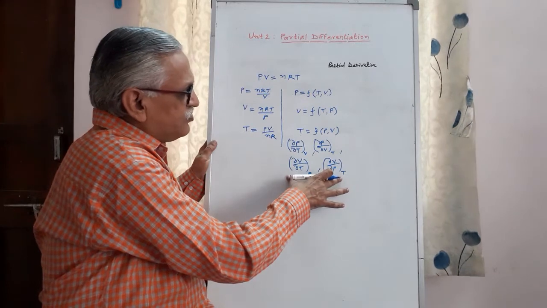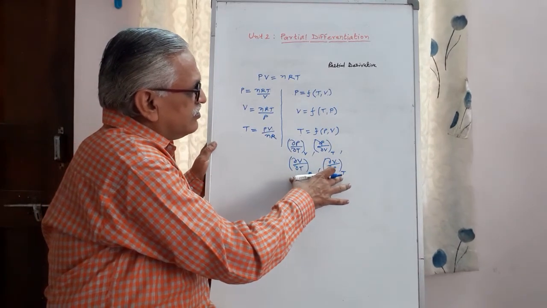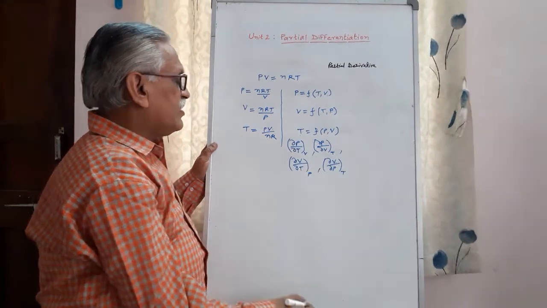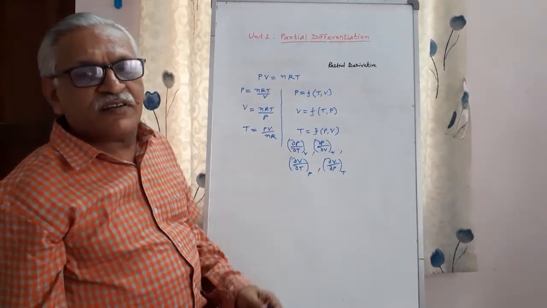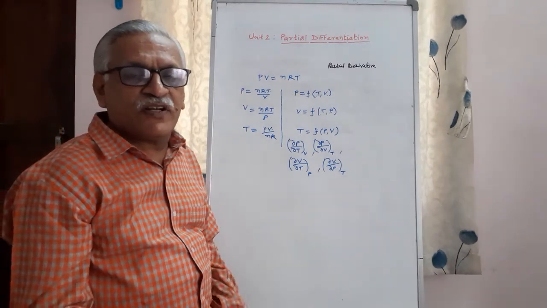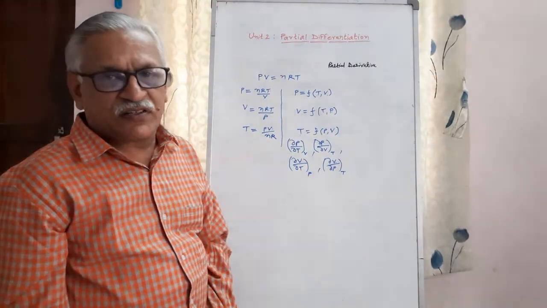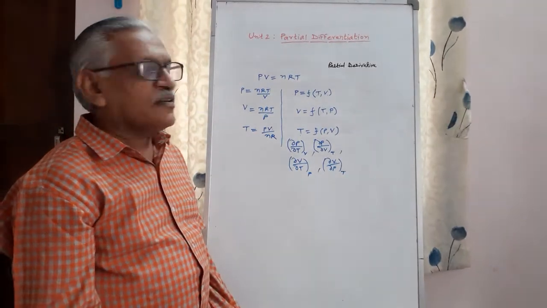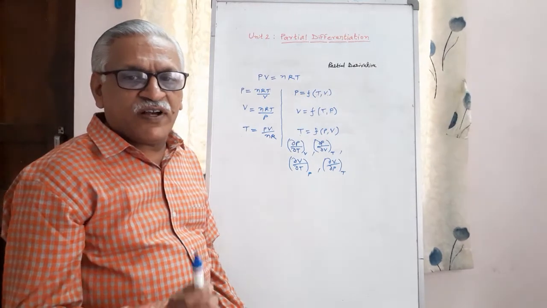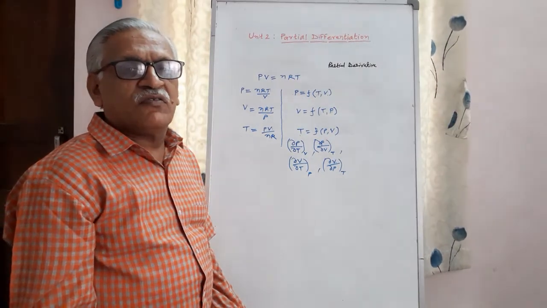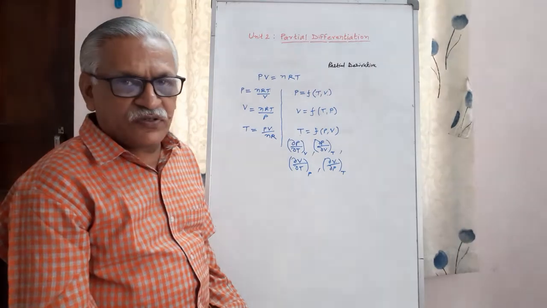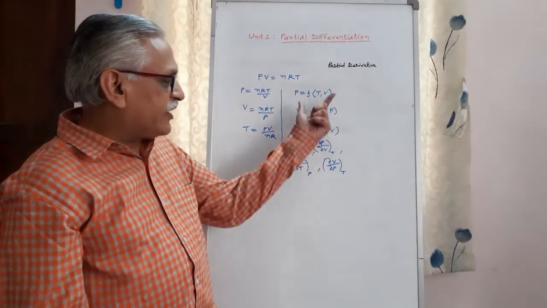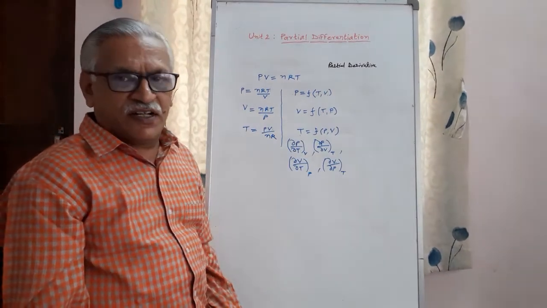This type of derivatives are known as the partial derivatives. Therefore, is it clear what is the basic difference between ordinary and partial? Once again I will repeat. Whenever it is a function of only one independent variable, we go for ordinary derivatives, and whenever it is a function of more than one independent variable, like this, we go for partial derivatives.